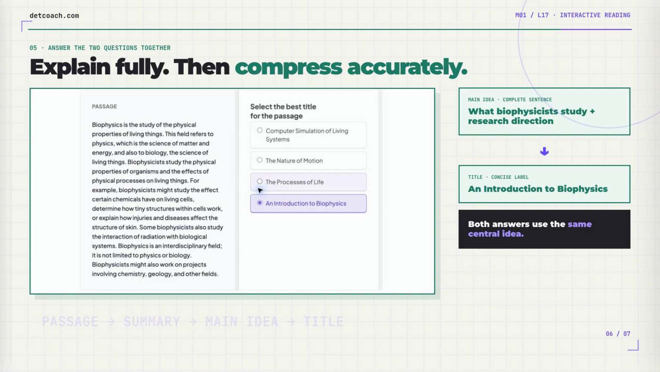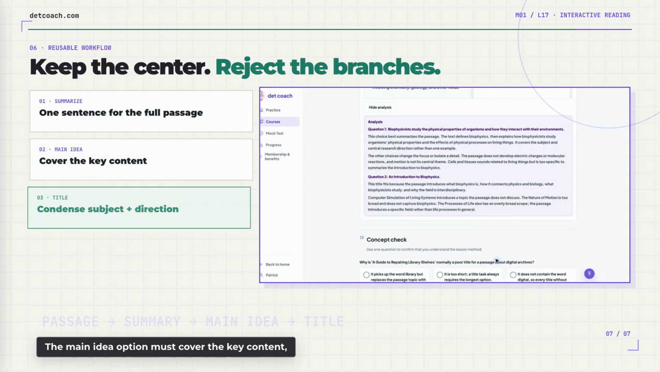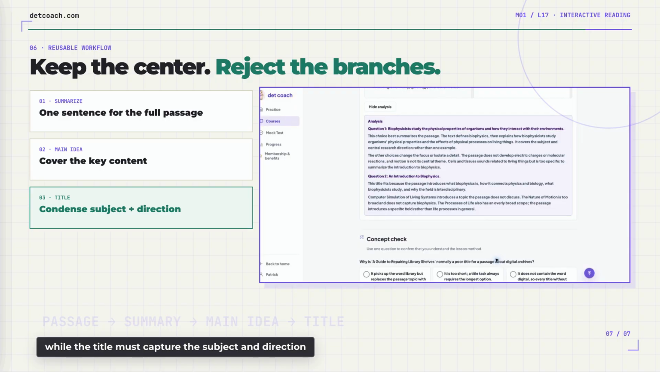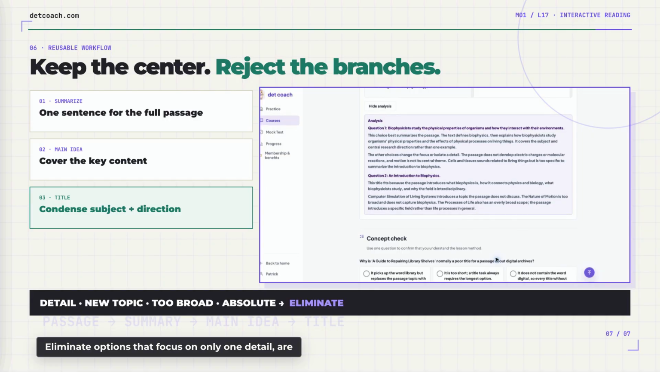For main idea and title questions, begin by summarizing the full passage in one sentence. The main idea option must cover the key content, while the title must capture the subject and direction of the passage. Eliminate options that focus on only one detail, are too broad, introduce new information, or make an absolute claim.